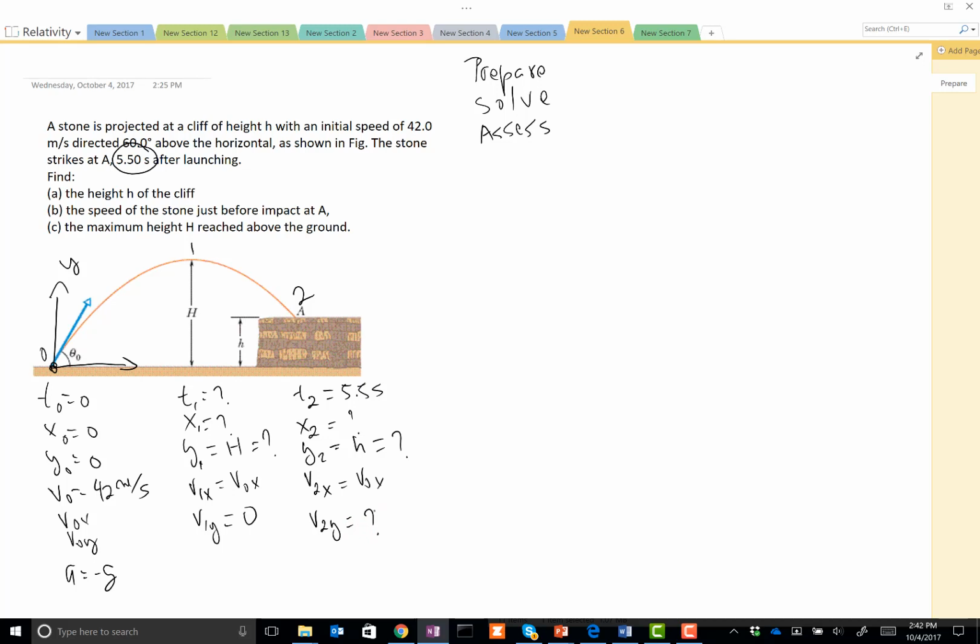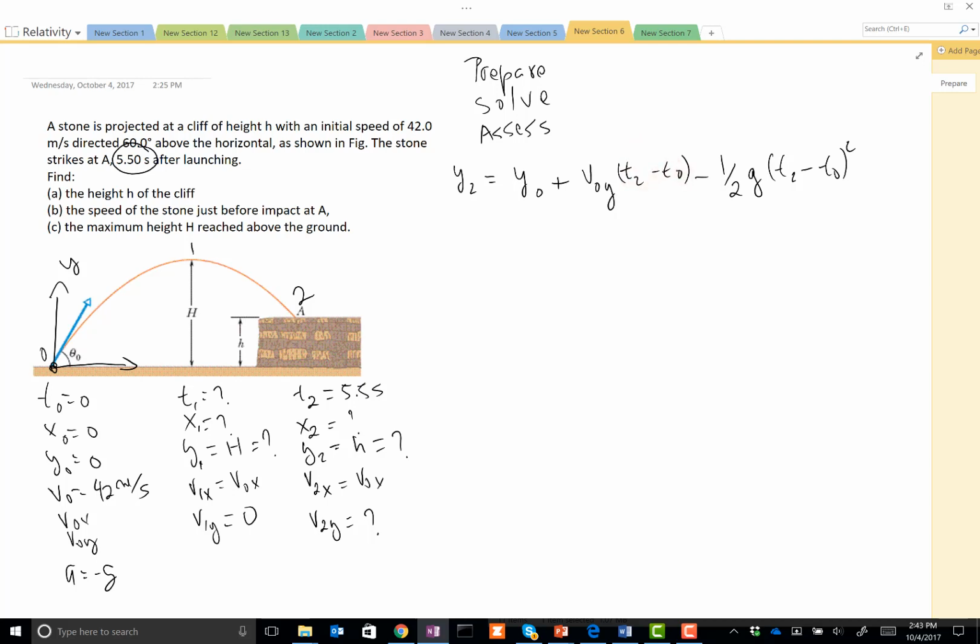So now let's start with part a. We need to find that h. For that, we can write that y2 is equal to y0 plus v0y times (t2 minus t0) minus 1/2 g (t2 minus t0) squared. My apologies, this should be t2 minus t0 right here.